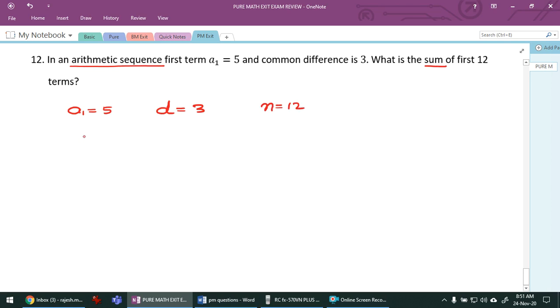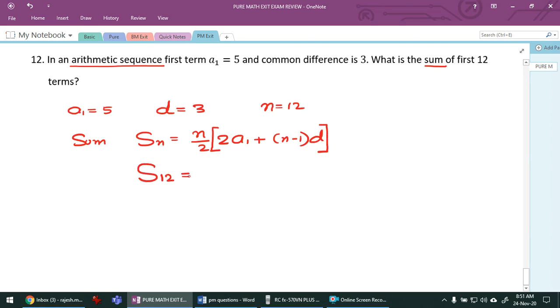Now what is the rule for the sum? Sn equals n by 2 into 2a1 plus n minus 1 into d. This is the rule for the sum. Okay. Now we have to find the sum of the first 12 terms. That means n is 12, equals 12 by 2 because n is 12. Open bracket. 2 into, what is a1? a1 is 5 plus n is 12, 12 minus 1 into, what is d?